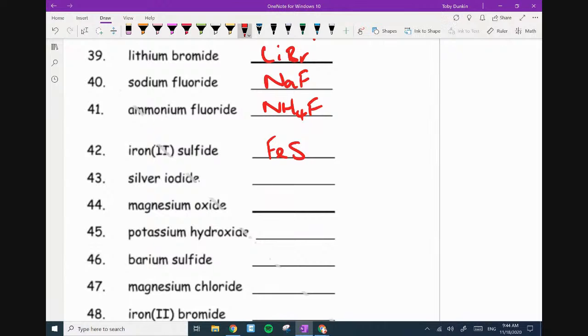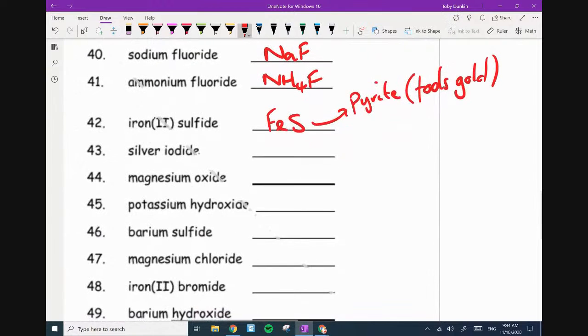I think we've had that one before. By the way, that one's a lovely example. That one there is fool's gold, otherwise known as pyrite, which is kind of cool. Then we've got silver iodide, AgI. That one's one for GCSE. That's a yellow solid.